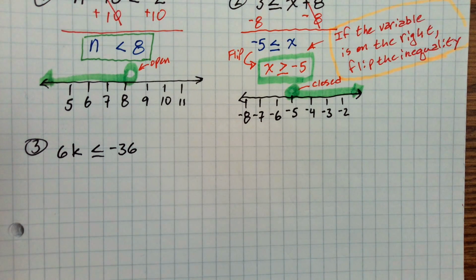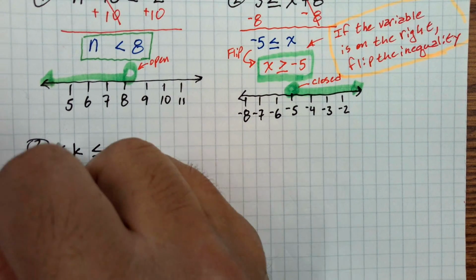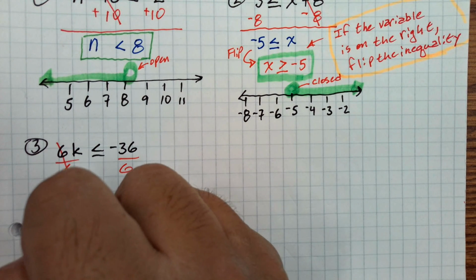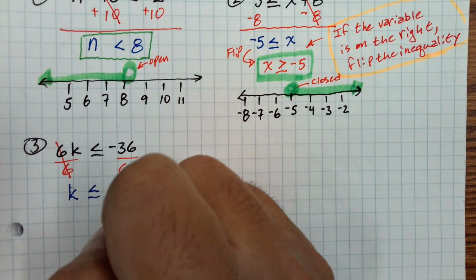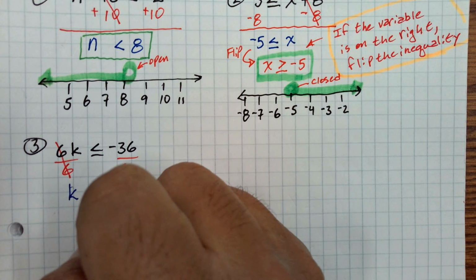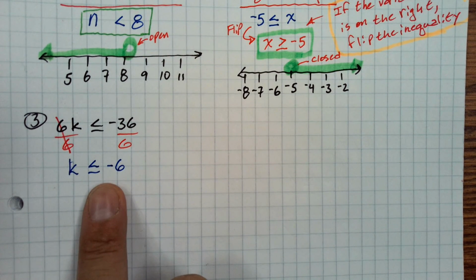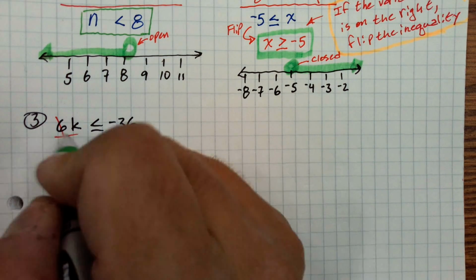It's 6 times k. How do I undo that? Yeah, if it's multiplying, we want to divide it. And we'll divide by 6. That will make a 1, which makes it cancel, and we got a k by itself, less than or equal to -36 divided by 6, so that's going to be -6. So this is our answer. Do we have to flip this one? No, the variable's on the left, that's exactly how we want this. We're good with that. So this is our answer.